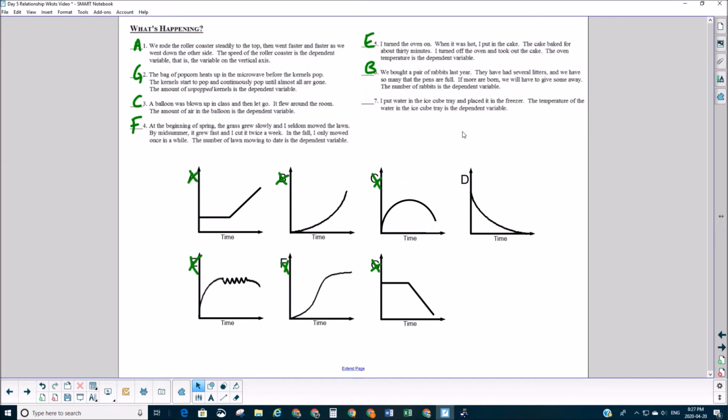But let's just verify. I put the water in the ice cube tray, placed it in the freezer. The temperature of the water in the ice cube tray is a dependent variable. When you put it in the freezer, that temperature is going to go down, cooling to 0 degrees and staying at 0 degrees because it's frozen. And actually, when you put it into the freezer, it cools down quickly at first and then sort of levels off at 0 degrees. And so number 7 is D.